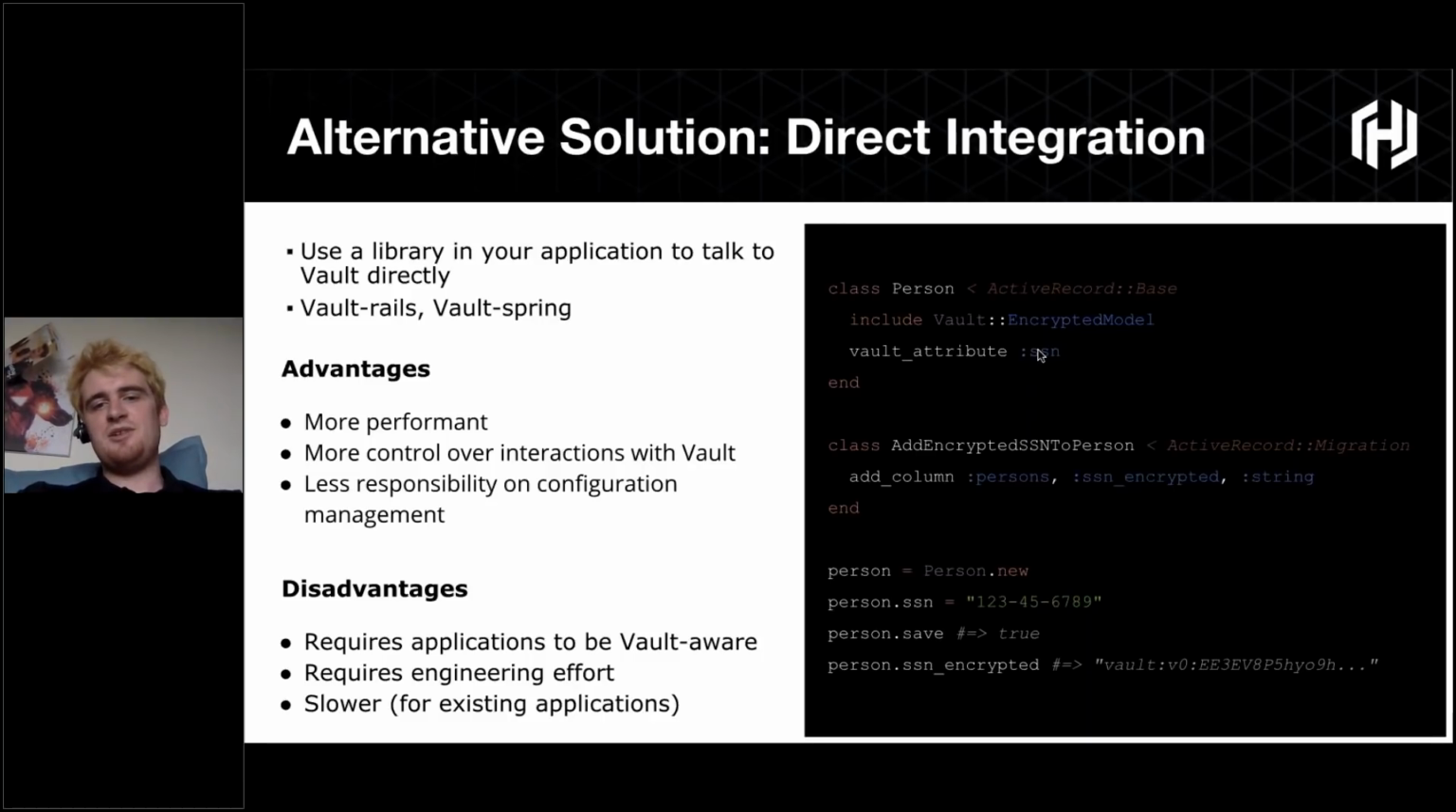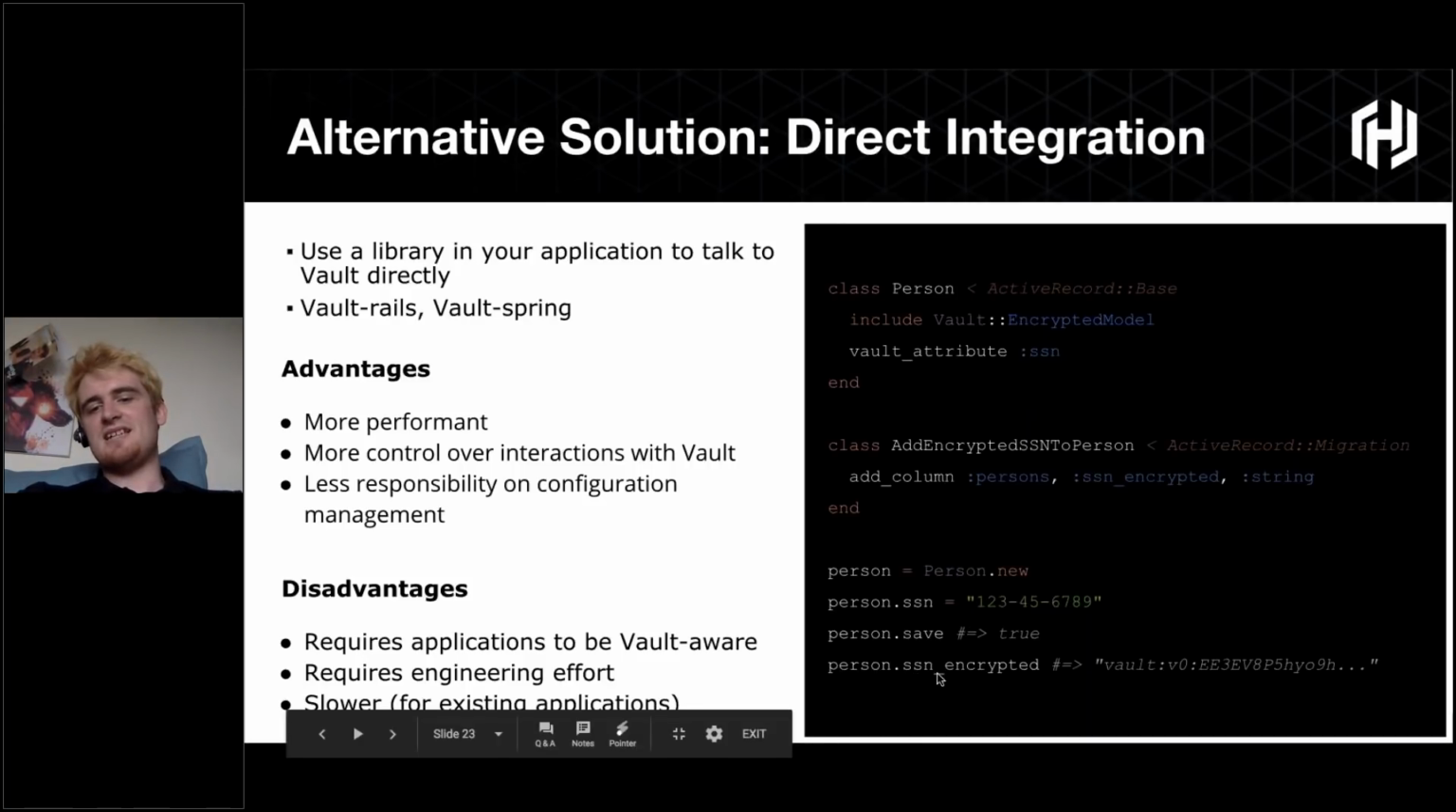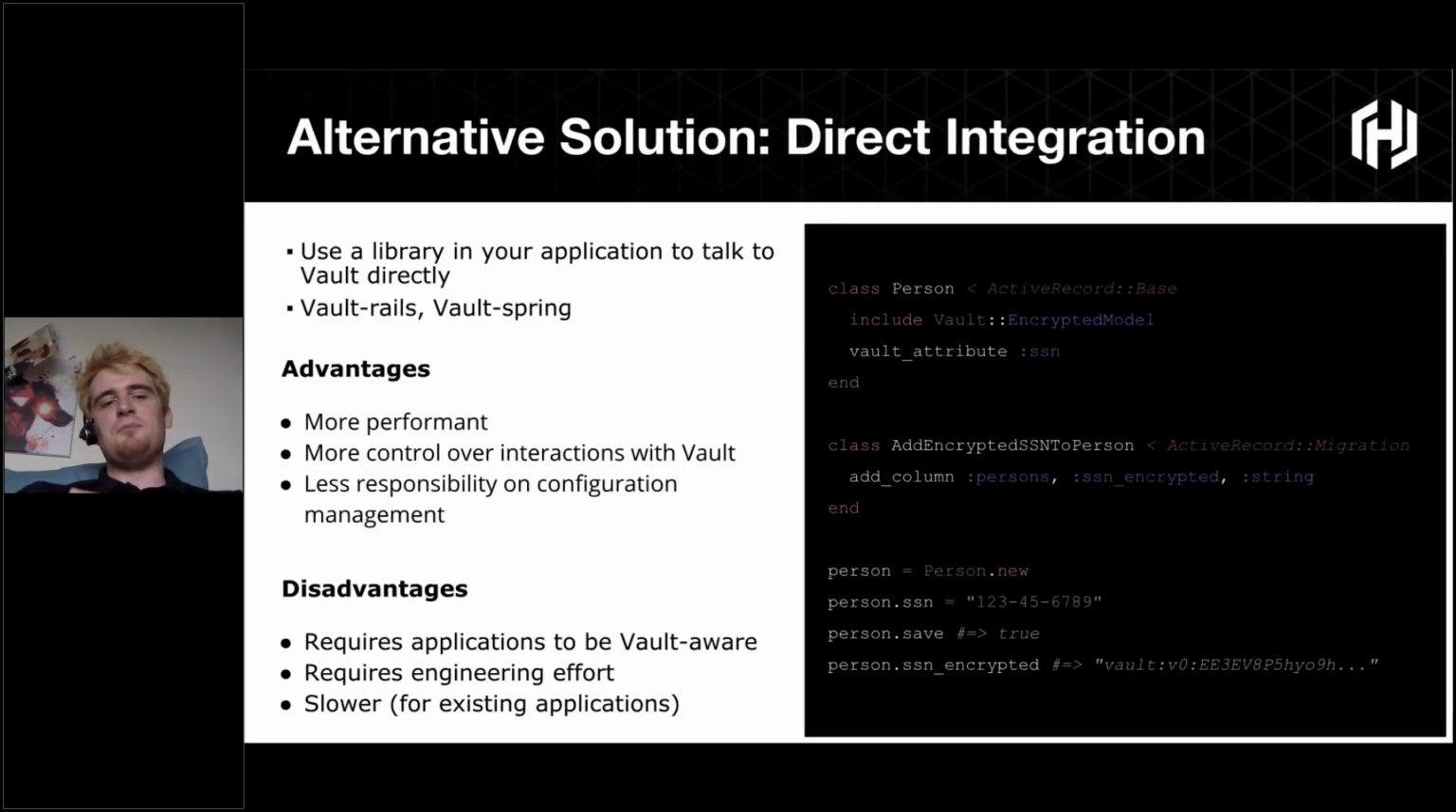You just pick a particular attribute. You say that attribute is now a Vault encrypted attribute. Then when I create a new model, let's say a new person, and we're adding a social security number, when you say save, there will be an encrypted value called SSN encrypted. So in terms of the best way of integrating with Vault, this is the closest you can get to the metal. It's much more performant. You have a lot less responsibility. You're pushing the responsibility onto the dev systems.